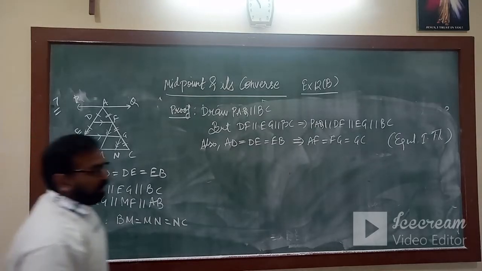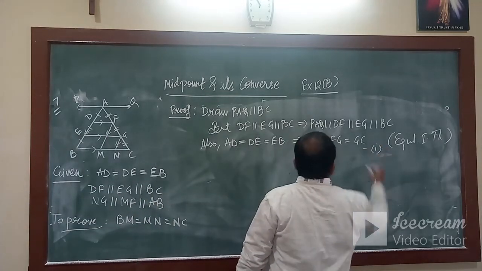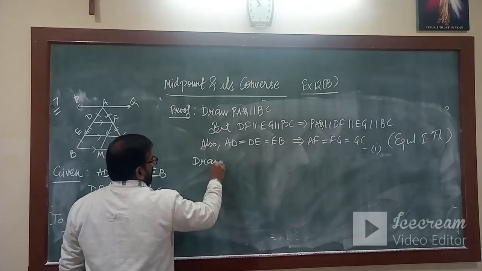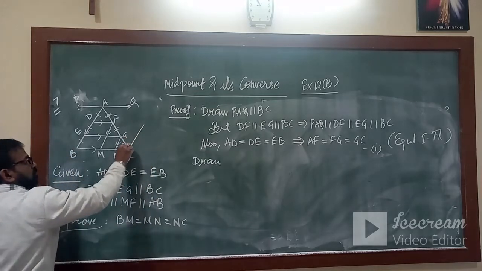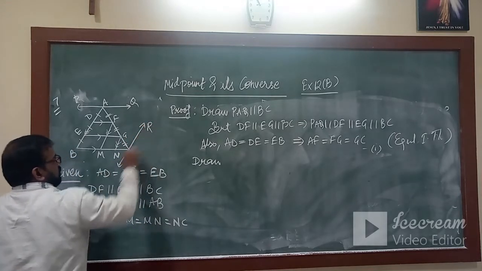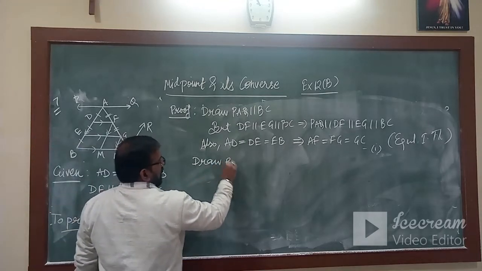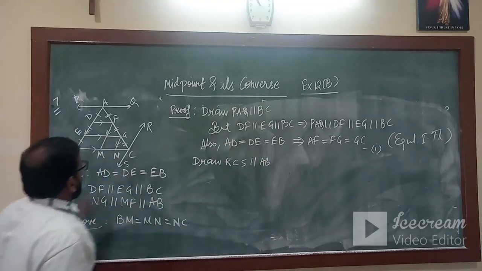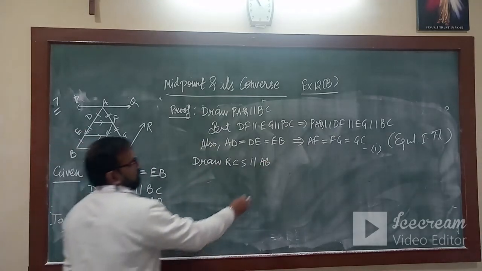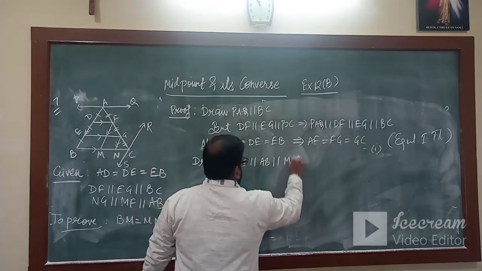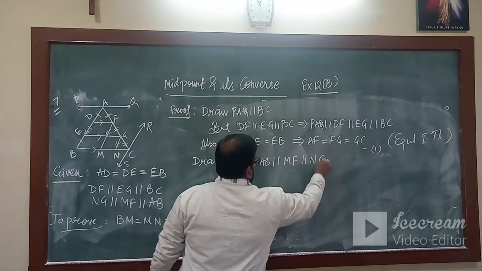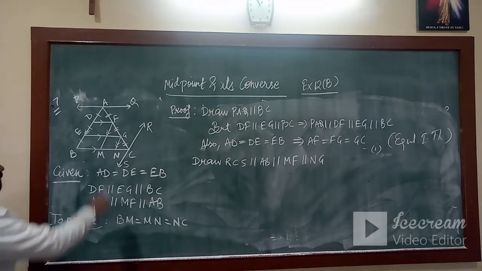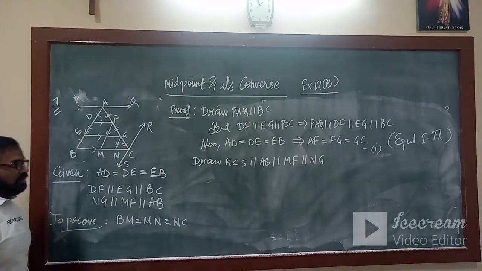Okay, so this information now we will use. Now one more construction I am going to do. I will draw one more set of parallel lines. So I will draw RCS parallel to AB, and since AB is already parallel to MF, it becomes parallel to MF and becomes parallel to NG. Okay, so again we have four parallel lines. You can see here.